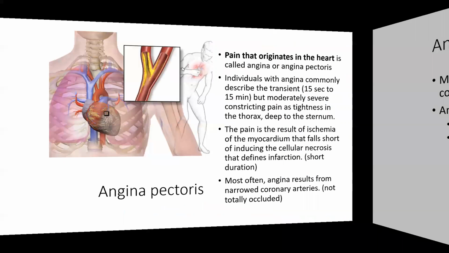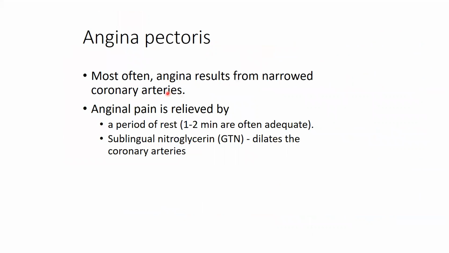Coronary artery. Angina pain is relieved by a period of rest. 1 to 2 minutes of rest is often adequate in very minimal ischemia. In a severe condition, with a known case of coronary occlusion, the doctor will supply sublingual nitroglycerin, or GTN, and when the patient experiences angina pain, they will put the GTN sublingually. This will cause dilation of the coronary arteries.